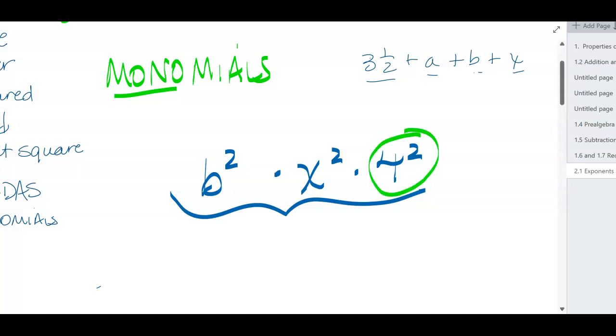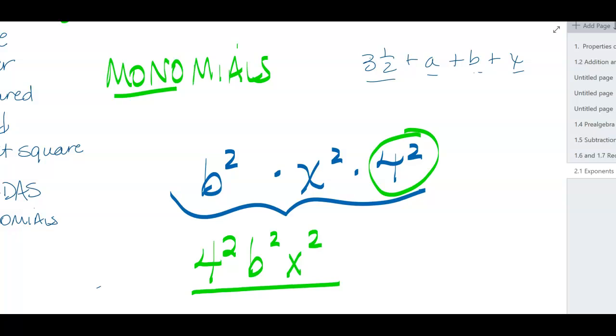Now I need to put my number first. This would be 4 squared, or you can write 16. So numbers go first, and then your variables. And your variables should be alphabetical, like that. This is considered one term, a monomial. So if you're given stuff that's being multiplied together, go ahead and simplify it into one monomial. Okay, you take care.